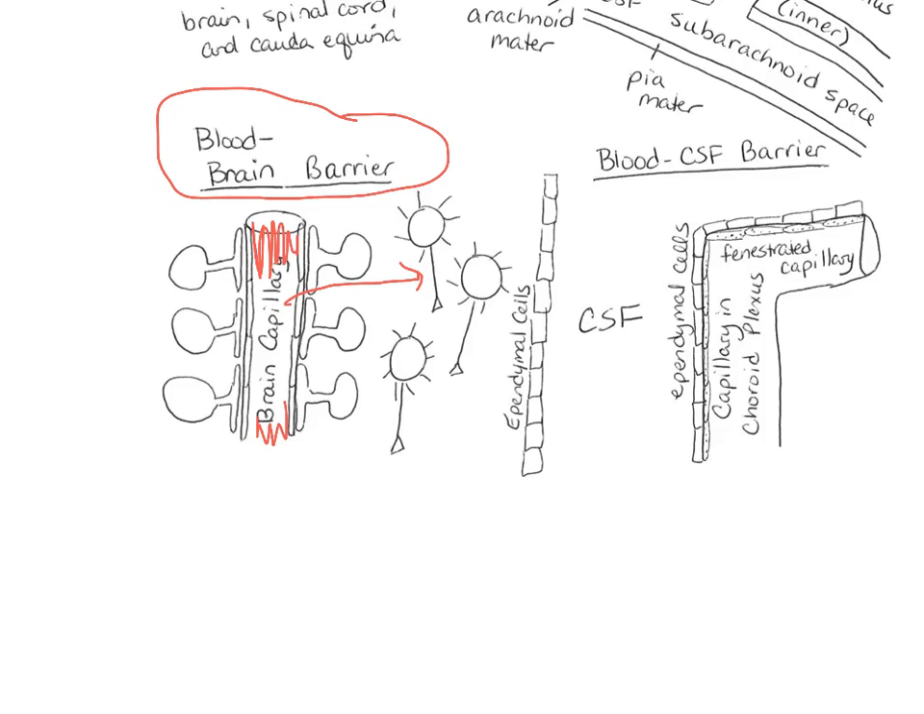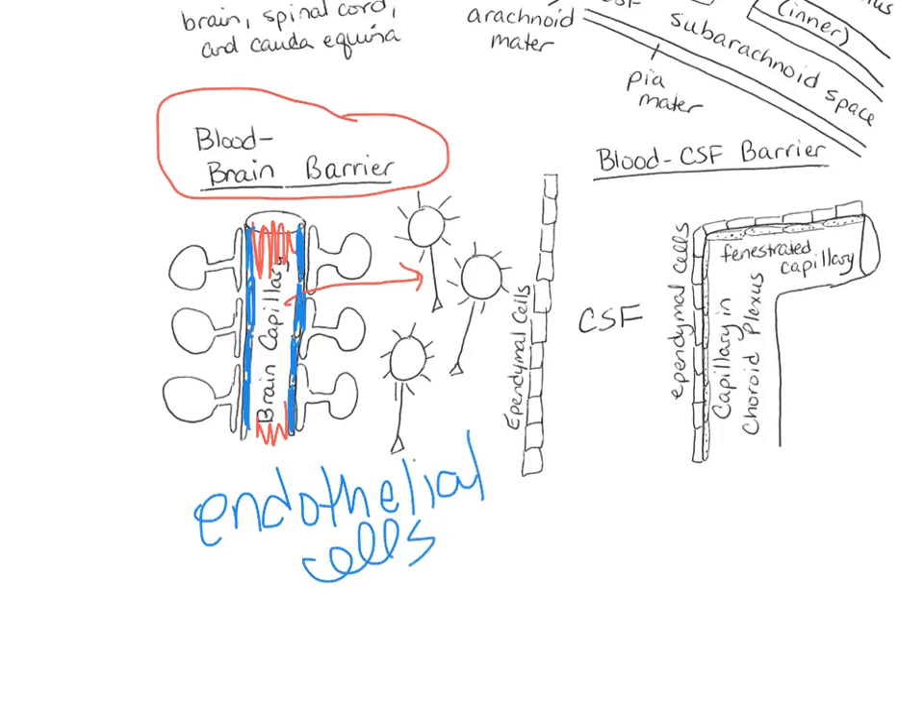And so the two things that are going to create that barrier are, number one, these endothelial cells of the blood vessel, right? So these are the cells that line the blood vessel. And those are called endothelial cells. So that's number one, what helps to create that blood-brain barrier. And in addition to that, we have these other cells that are called the oligodendrocytes.